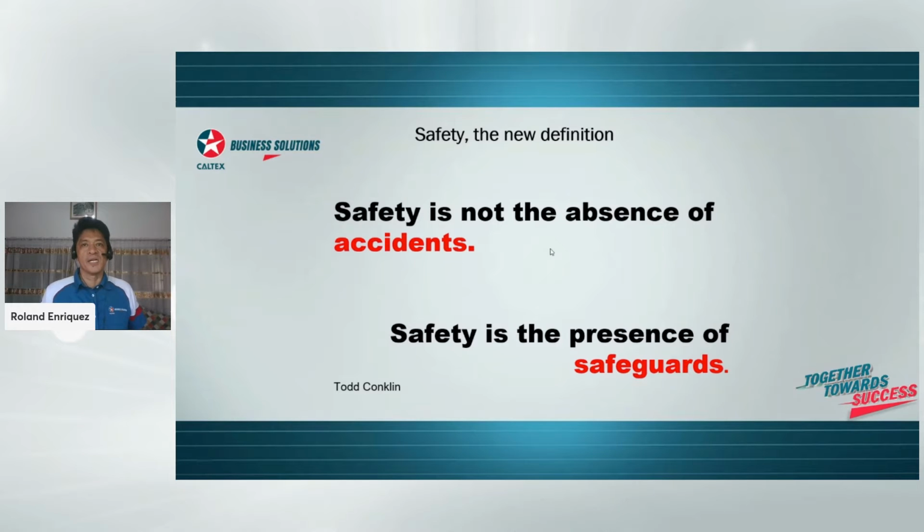Of course, our aspiration is still the same. Zero incident or zero accident is also our aspiration. However, in terms of defining safety right now in Chevron, we call it the presence of safeguards. Okay.